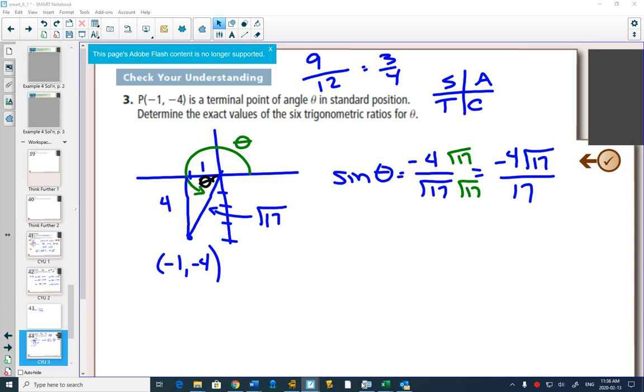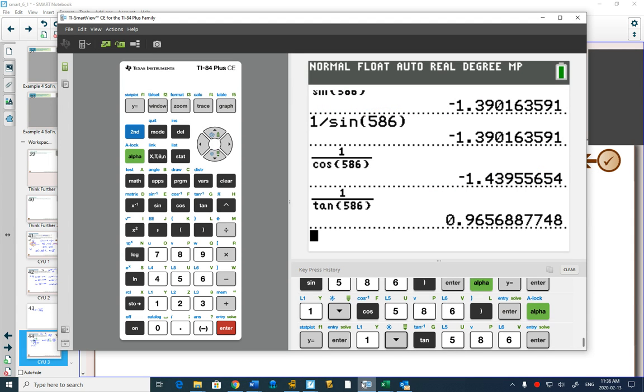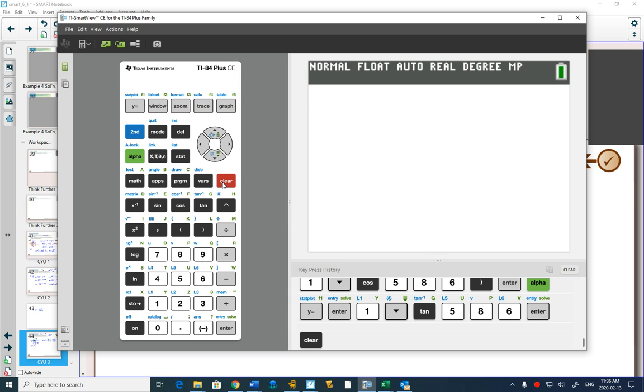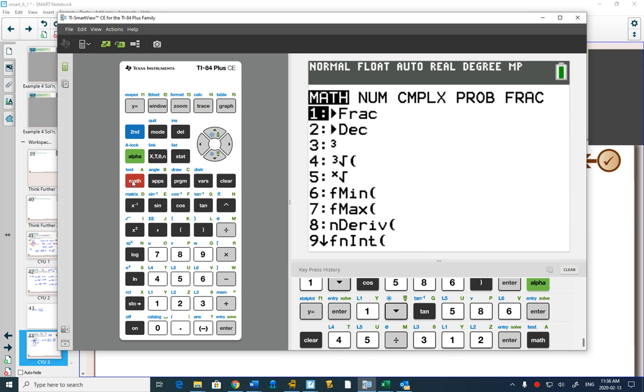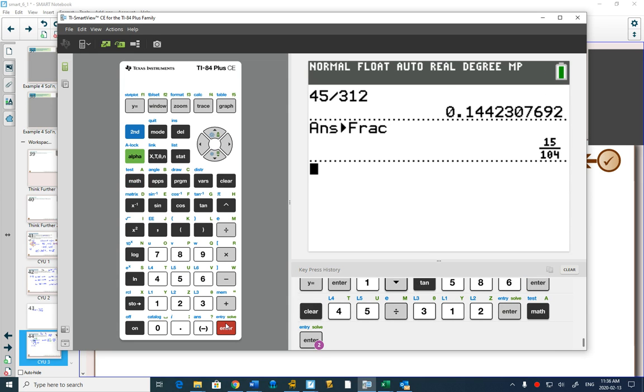Everybody know how to reduce fractions on your calculator? Like if you had 45 divided by 312, that's a little bit tough to reduce. You type it in your calculator, push enter, gives you that decimal, and then you go math, change it back to a fraction, and when you change it back to a fraction, it reduces it to lowest terms for you. That is kind of nice. I wish I would have known this earlier kind of nice thing, but yeah.